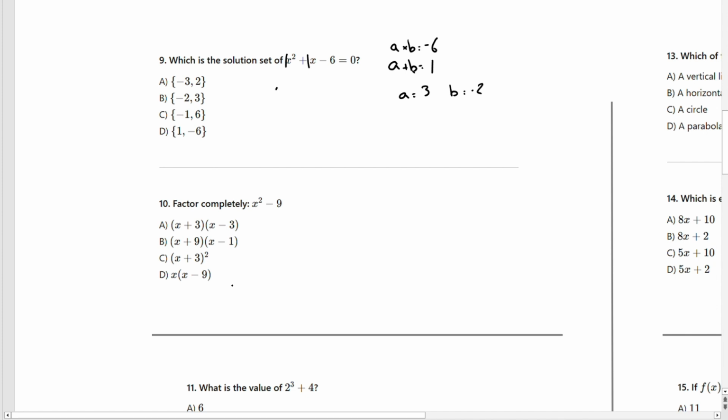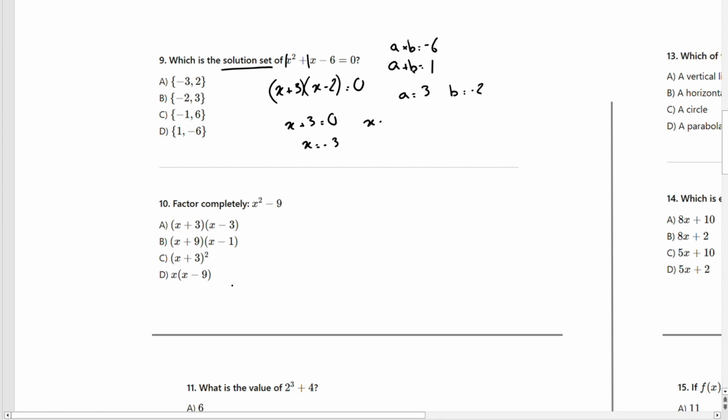So all you would do is x plus 3, excuse me, times x minus 2, and this would equal 0. So when they ask what is the solution set of this equation, you have to find, if you want this whole thing to be 0, when this expression is going to be 0, because 0 times anything is 0. So x plus 3, when is it going to be equal to 0? x plus 3 equals 0, so x equals negative 3.